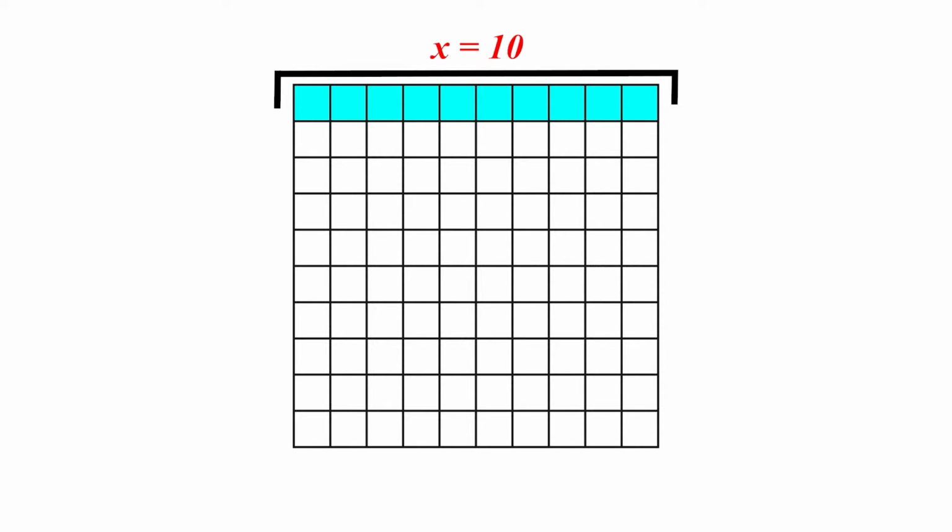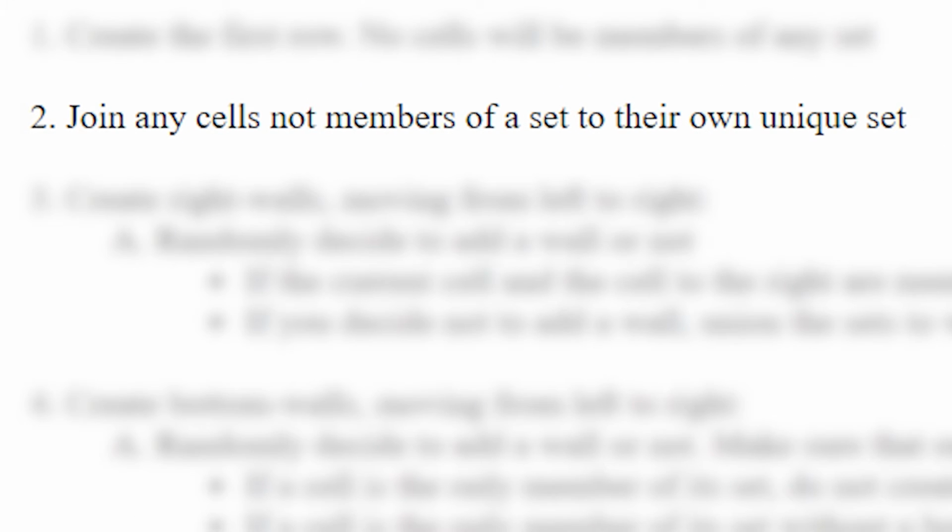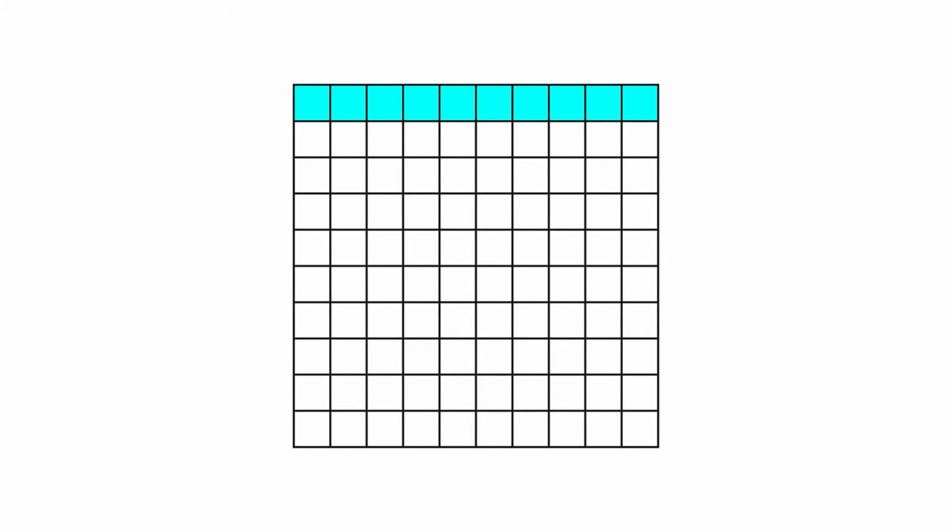Now sets are simply how we're going to organize and differentiate cells in the grid. In our example, sets will be represented as numbers. Step 2: Join any cells not members of a set to their own unique set. This step is saying that if there are cells with no set value assigned, assign a new unique set value to that cell. Because we have a row of cells without any set values, we're simply going to give each cell their own unique set value. In this first row, we're just going to assign values 1 through 10 going left to right.